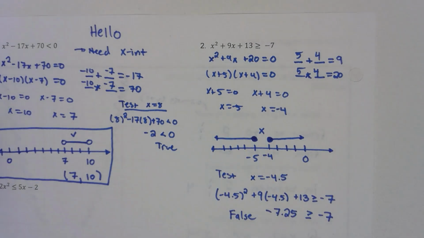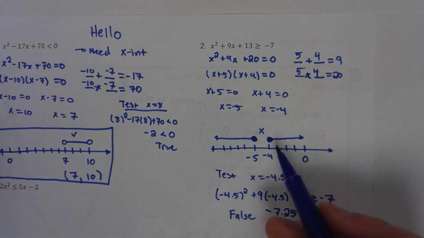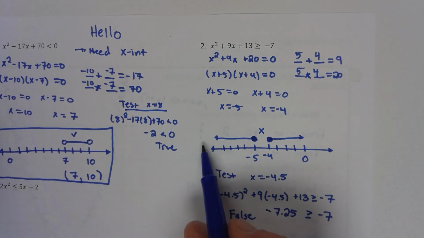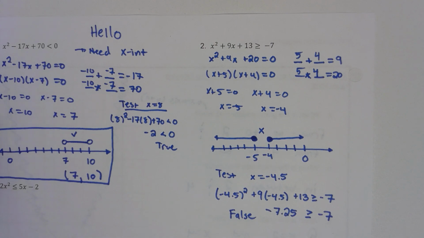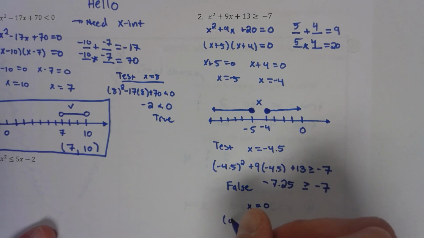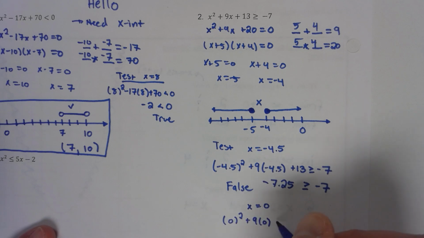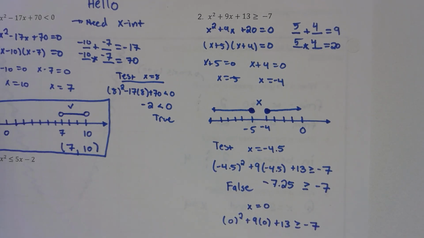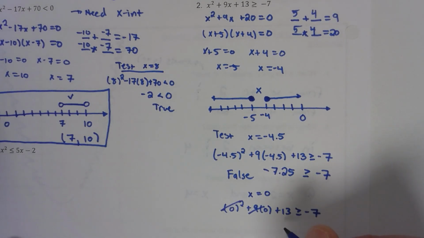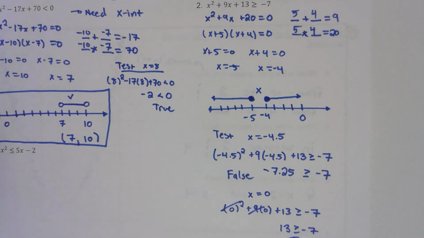And just for the sake of seeing how this testing works out, let's just test 0. Because what we're saying is every number from negative 4 to infinity makes this inequality true, or every number from negative infinity to negative 5 makes this true. Well, let's just see. Let's also test x equals 0. So 0 squared plus 9 times 0 plus 13 is greater than or equal to negative 7. I'm expecting this to be true because it's a number that I'm highlighting. So 0 squared is 0, 9 times 0 is 0. This is 13 greater than or equal to negative 7. Boom, that's true. That is what this is shading towards.